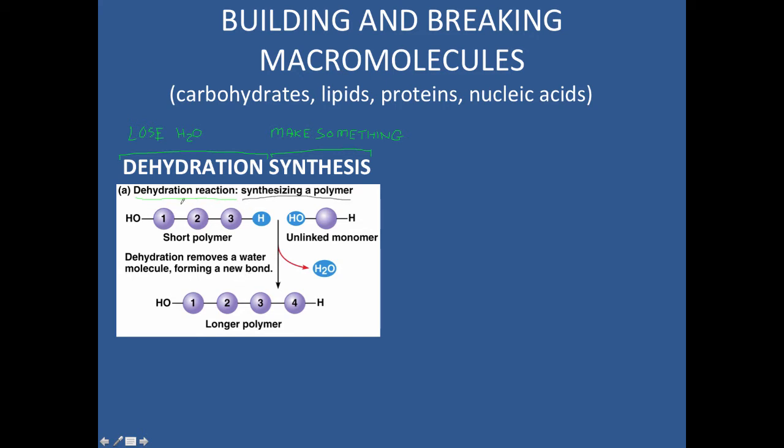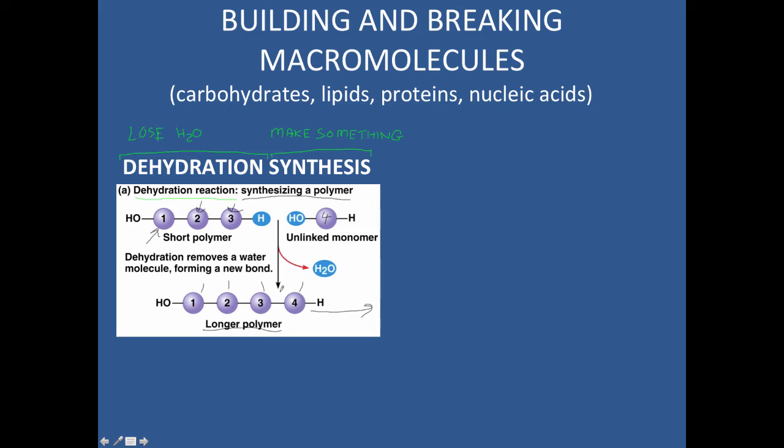What you see right here is a short polymer. It only has 3 building blocks. 1, 2, and 3. There's a 4th building block right here that we would like to add to the end and make this a bigger polymer. So we want to go from this short polymer and add one more onto it. We end up with a longer one that has 1, 2, 3, 4 units now, and this can keep on going for thousands and thousands of steps.